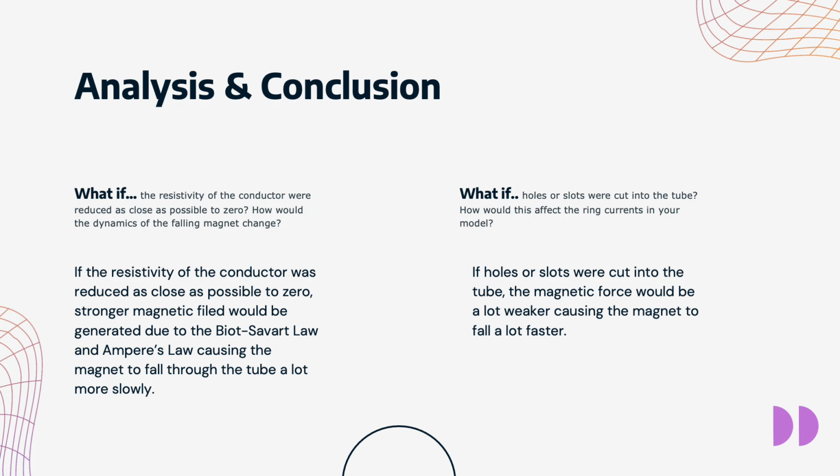And finally, what if holes or slots were cut into the tube? How would this affect the ring currents in your model? If holes or slots were cut into the tube, the magnetic force would be a lot weaker, causing the magnet to fall a lot faster. This is because it disrupts the magnetic fields and the forces, so if there are holes in it, it will just act like the aluminum foil roll that we know it to be.